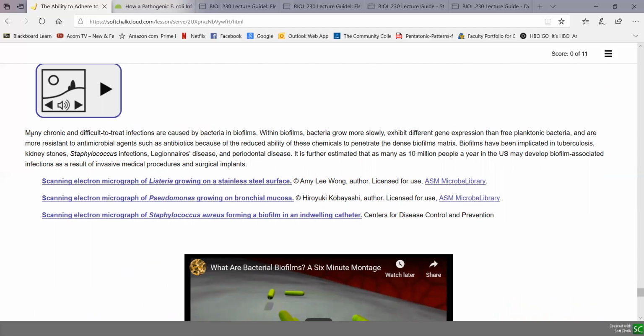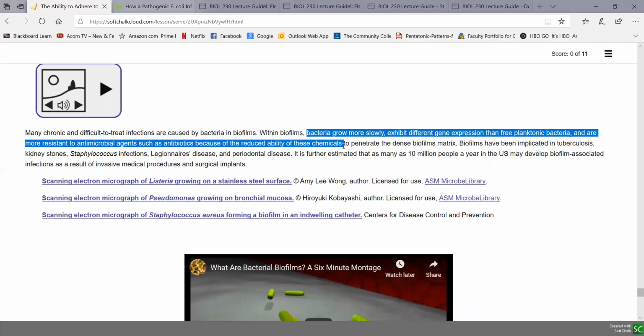So we think that many chronic and difficult to treat infections are caused by bacterial biofilms. Within biofilms, the bacteria grow more slowly. They exhibit different gene expression than the free planktonic bacteria that function as individual bacteria rather than those in a population. They're more resistant to antimicrobial agents because of the reduced ability of the chemicals to penetrate the biofilm.